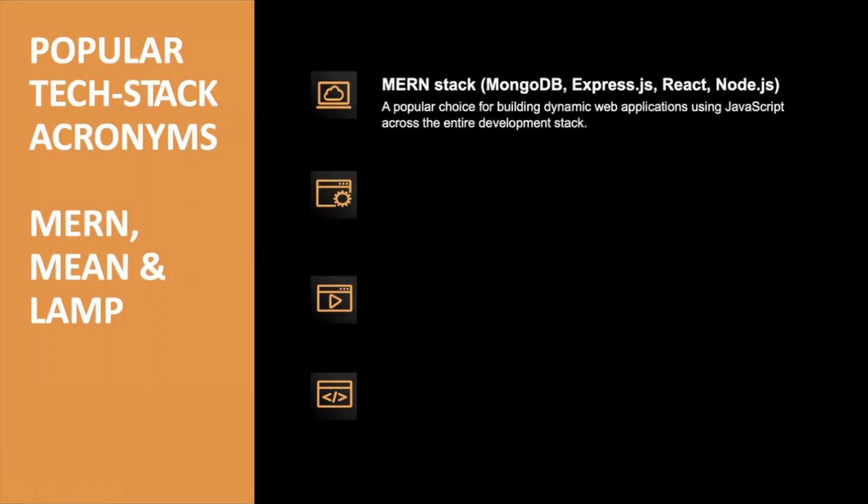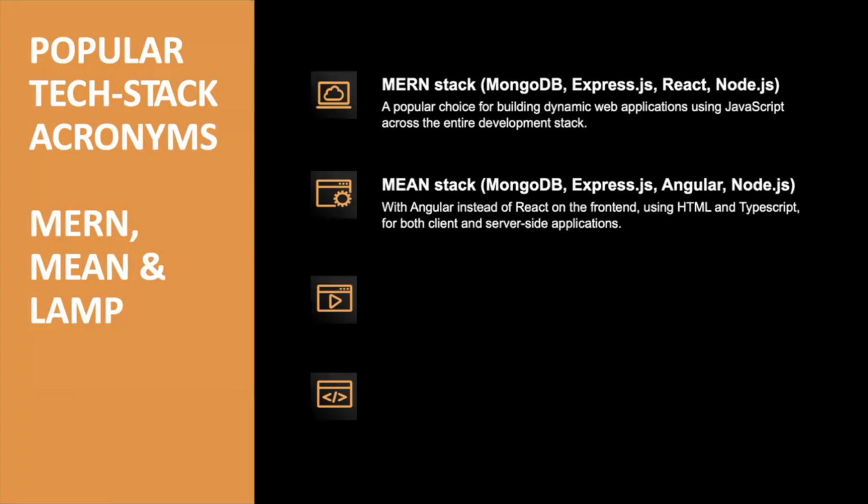So let's look at some of the popular tech stack combinations that come with their own acronyms. MERN, which is a combination of MongoDB, Express.js, React, and Node.js, is really popular for building dynamic web applications using JavaScript across the entire development stack. Don't worry, we'll go into further detail about tech stacks in future videos. This is really just an introduction to some of the typical tech stacks and combinations that exist today.